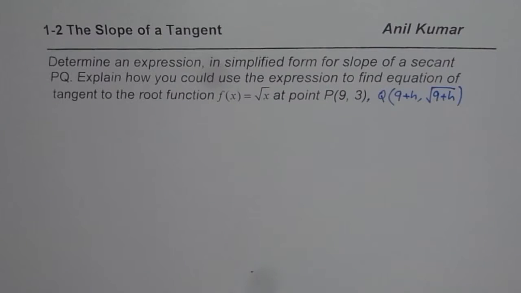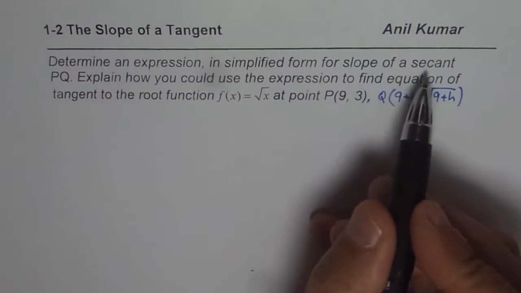I'm Anil Kumar, and in this video we will understand how to find the slope of a tangent. The question here is, determine an expression in simplified form for the slope of a secant PQ. Explain how you could use the expression to find the equation of the tangent to the root function f of x equals square root of x at point P (9, 3) and Q (9 plus h, square root of 9 plus h).